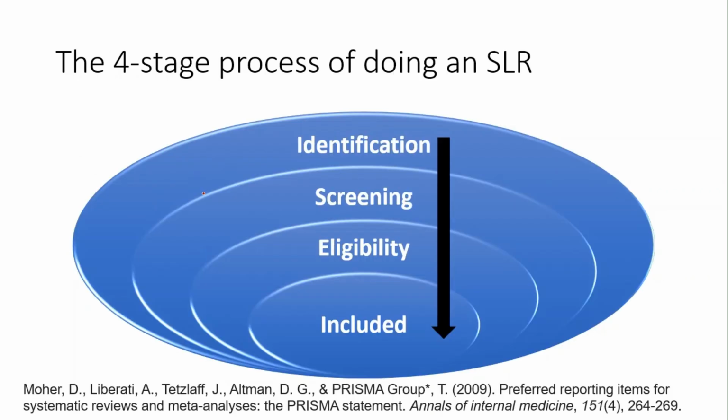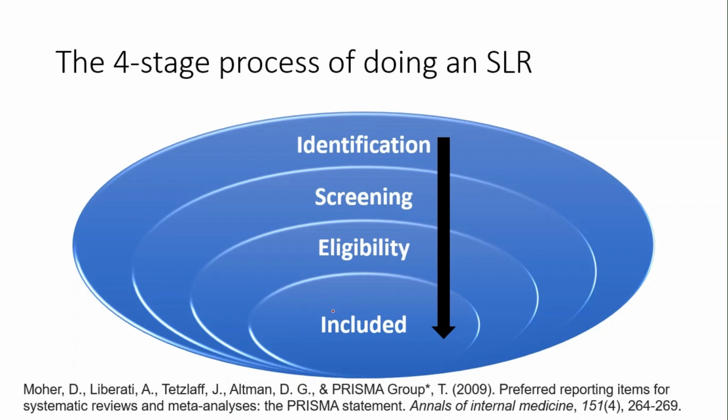Moving ahead, there is a four-stage process of doing an SLR. According to Moher et al. 2009, they call it a PRISMA framework, wherein you start with identification of a pool of papers, then you funnel it down to screening, then you remove more papers, and it becomes eligibility, and you remove further papers, becomes the final included papers.